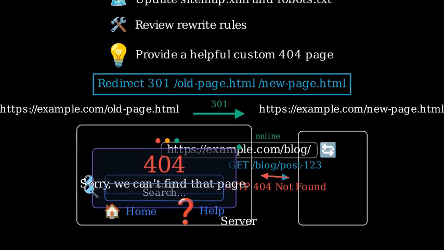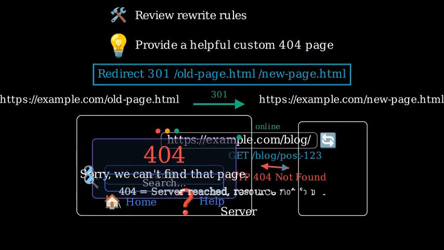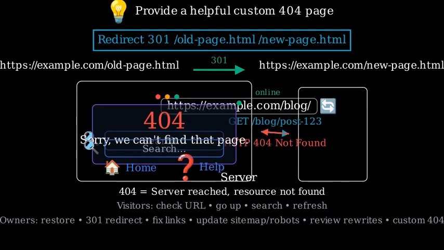In summary, a 404 means the server is reachable, but the resource at that address does not exist. Visitors should check the address, move up a level, search, and refresh. Site owners should restore missing content, add 301 redirects, fix links, keep sitemaps current, review rewrite rules, and offer a helpful custom 404 page. Do these, and users quickly find what they need while your site remains friendly and search optimized.